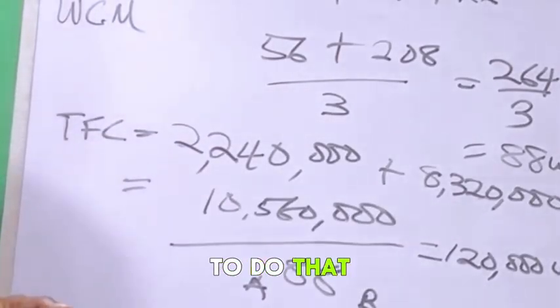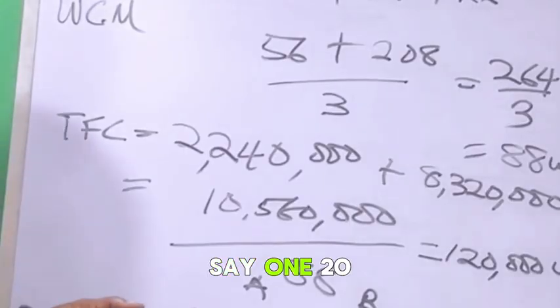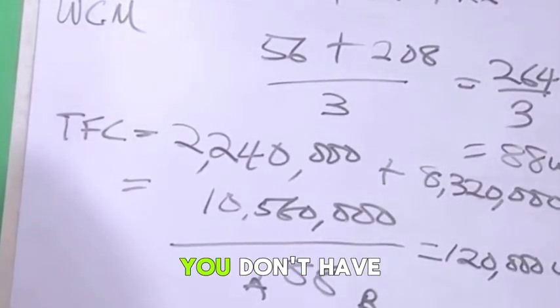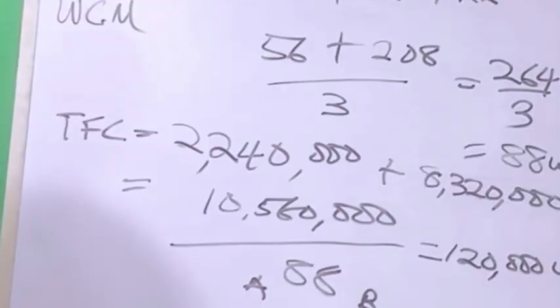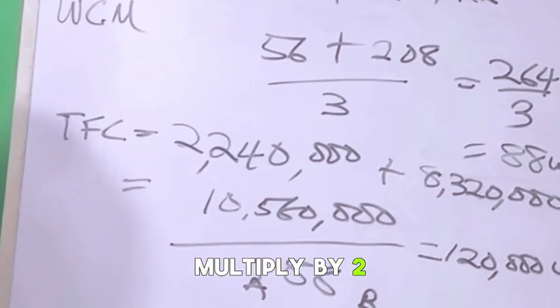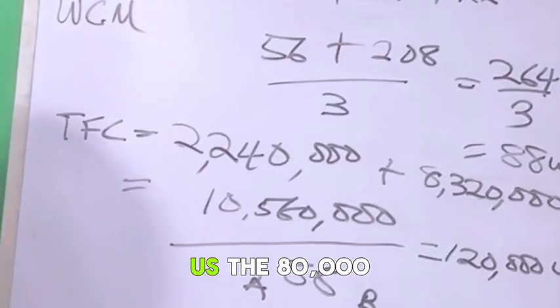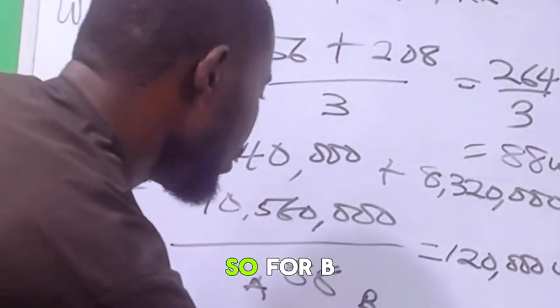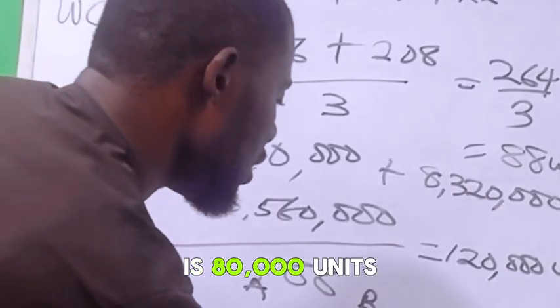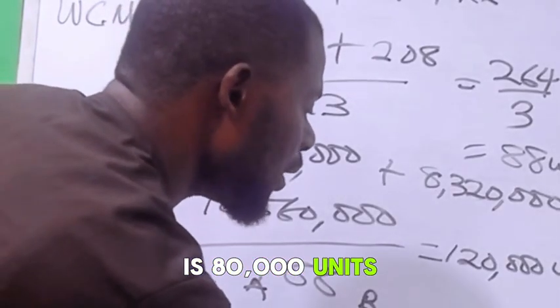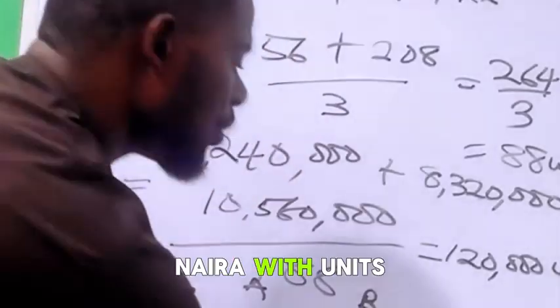If you don't want to do that, you can also say 120,000, but under exam condition, you don't have time, so you have to be fast. So you can say 120,000 multiplied by 2, that will give us 240,000, divided by 3, which will give us 80,000. So for B, it's 80,000 units.